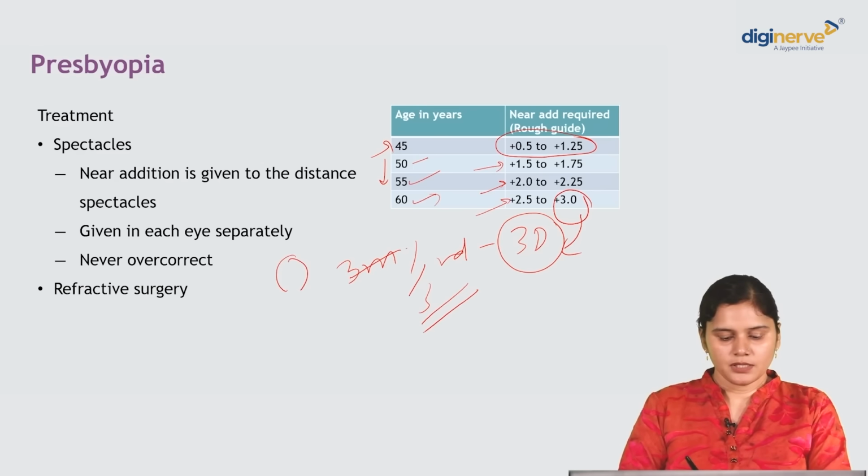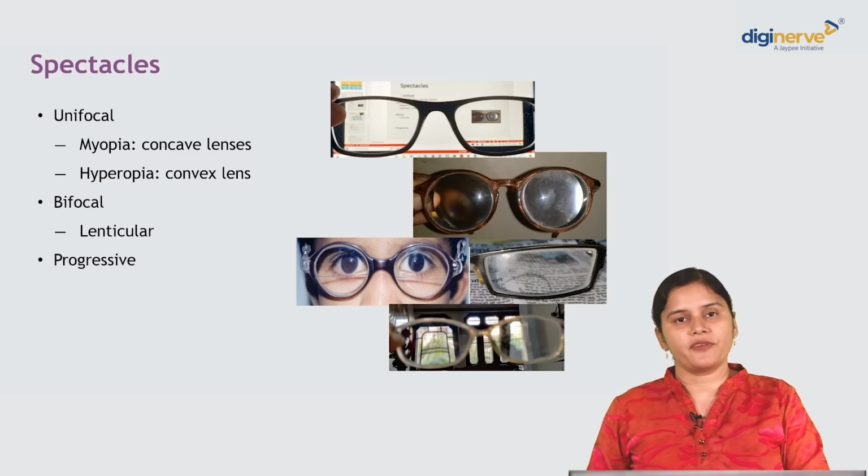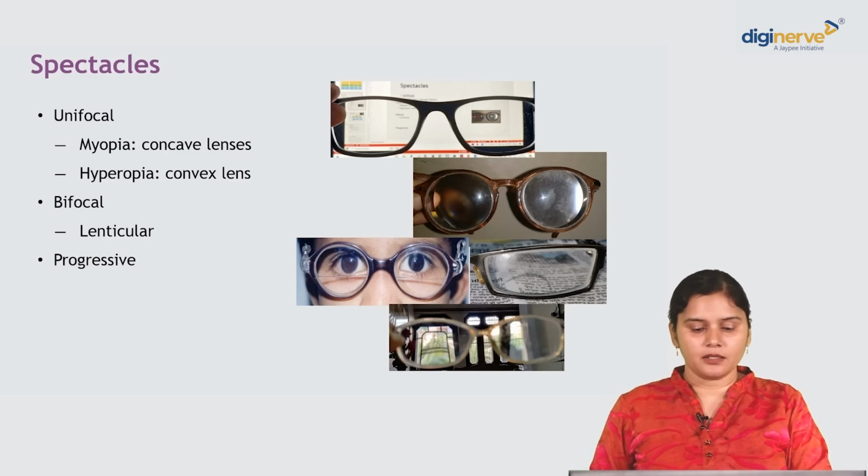So if a person is sitting in front of you, you should ask the person to hold a book and read it and see what is a comfortable distance for that person, and accordingly you should correct the person. First method of correction of refractive errors is actually spectacles.